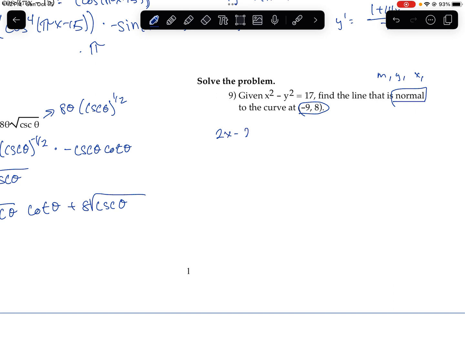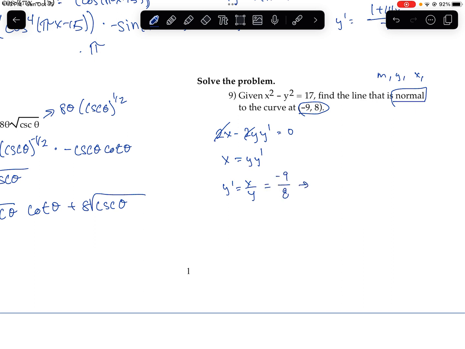So 2x minus 2y y prime equals 0. The 2's don't really matter here. So let's say we add this to that side right here to keep it all positive. So x will be equal to y prime times y. Divide by y, so y prime will be equal to x over y. And at the given point, it will be equal to negative 9 over 8.